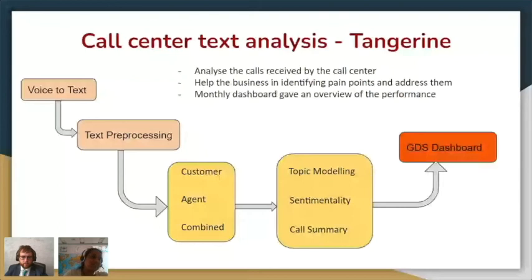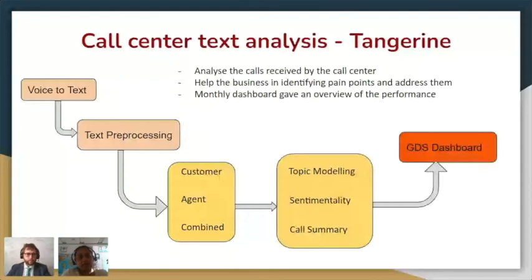Are they talking about credit cards? Are they talking about savings accounts? Or are they talking about a complaint? And then we figured out the sentiment of these calls in general, as well as how it changes through the lifetime of the call itself. Whether the customer calls up angry, but then ends up being satisfied with the resolution that is provided. And also, we were able to give a call summary.